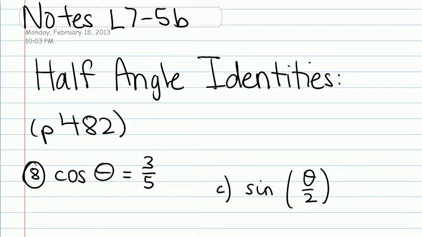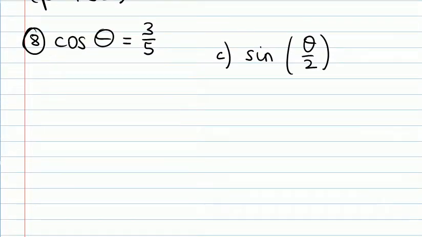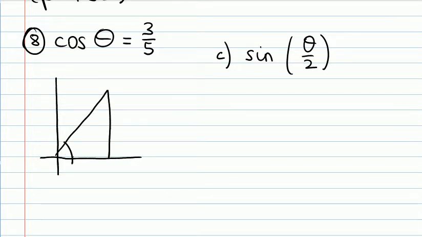For problem number 8, it tells us the cosine of theta is 3/5, and it also says that it's in the first quadrant, because the first quadrant is where theta is between 0 and pi over 2. So we're looking for the sine of theta over 2, and just to keep in the habit, let's draw the right triangle in the first quadrant. Since the cosine is 3/5, that tells us that x is 3 and the radius is 5. So this is a 3, 4, 5 triangle.